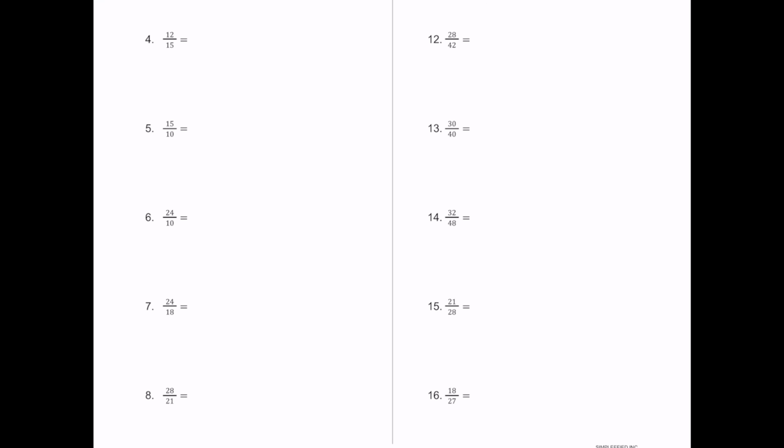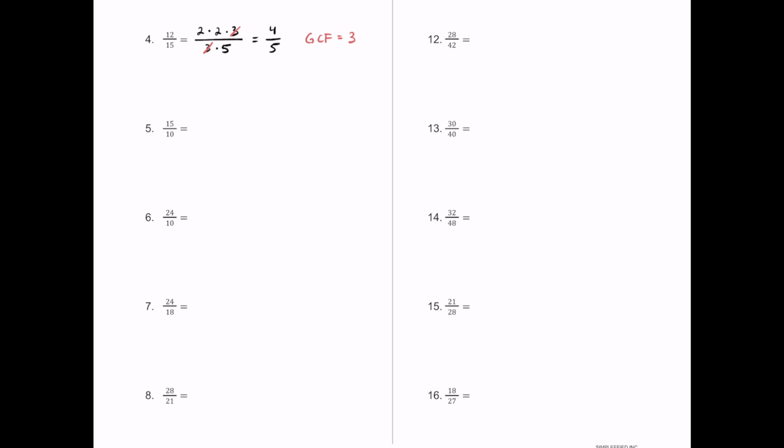Let's try number 4. For number 4, we have 12/15, so the prime factorization for 12. 12 breaks into 2 times 6, and then 6 will break into 2 times 3. So that's the prime factorization for 12. And then for 15, we have 3 times 5. All right, top and bottom, they both have a 3, and that's it. We're left with 2 times 2 on top, which is 4, and on the bottom, we just have a 5. So that's going to be the most simplified fraction. Because we crossed off 3 on top and bottom, that is the greatest common factor for both top and bottom.